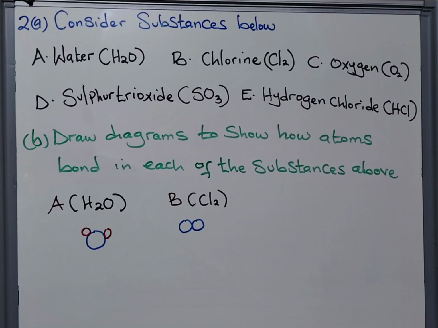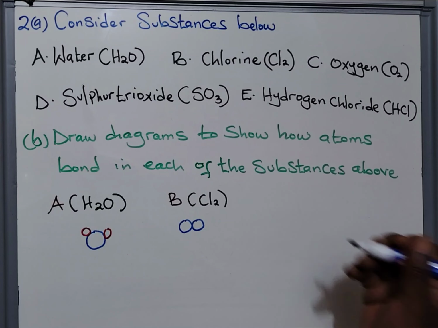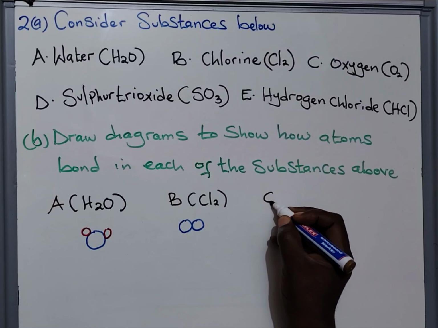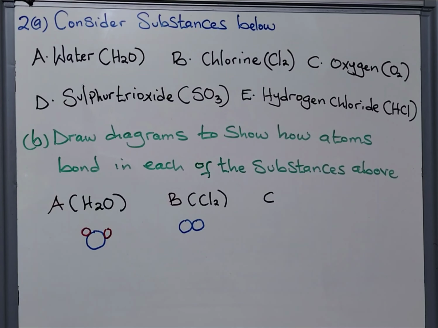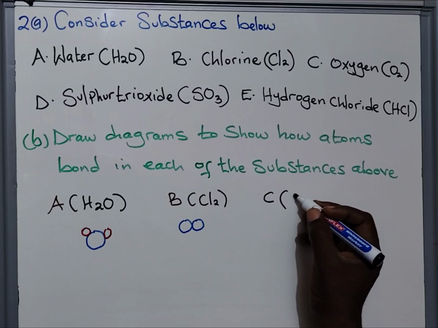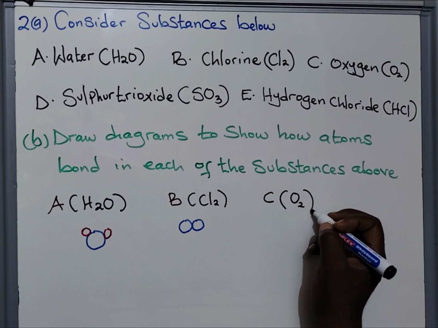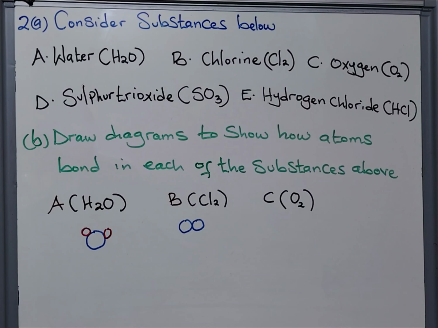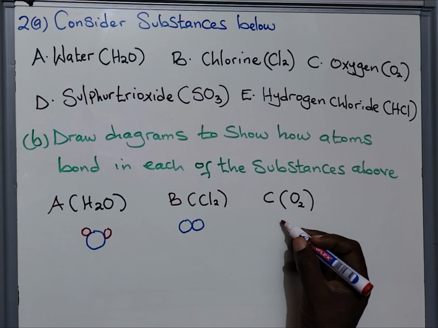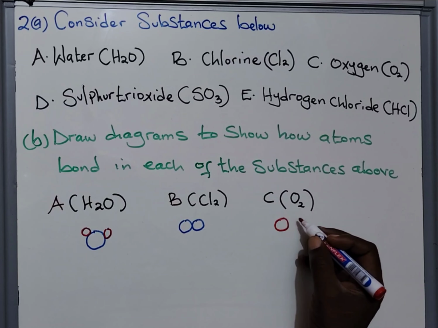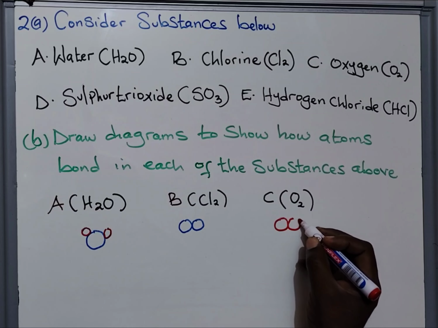And we go to C. C is oxygen molecule. And the formula for oxygen is O2. What does that mean? It means that you have one atom bonded to another like that.